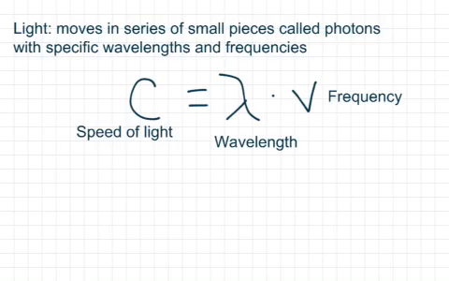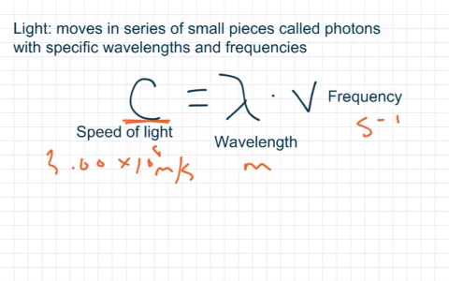To summarize that, what we need to remember is that light moves in a series of small pieces called photons, and every photon has a specific wavelength and frequency. They're all moving at the same speed, so the speed of light is 3.0 times 10 to the 8th meters per second. The wavelength, therefore, is in meters, and frequency is in inverse seconds. So what this means is if our constant is always 3 times 10 to the 8th, when we multiply wavelength and frequency together, wavelength and frequency have an inverse relationship. So if waves are really big, it means frequency is really small. If frequency is really large, it can only happen because waves are really small.